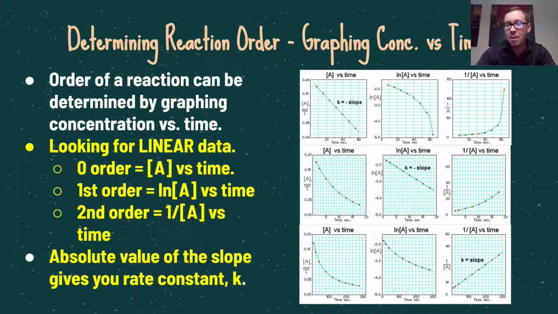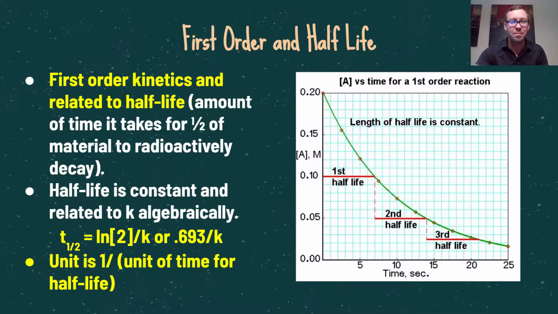One key interesting factor about this is that the absolute value of the slope actually gives you your rate constant K. So it's a really unique and interesting way to be able to calculate K and get your order data by being able to utilize graphs and graph concentration versus time in all 3 of these different methods.